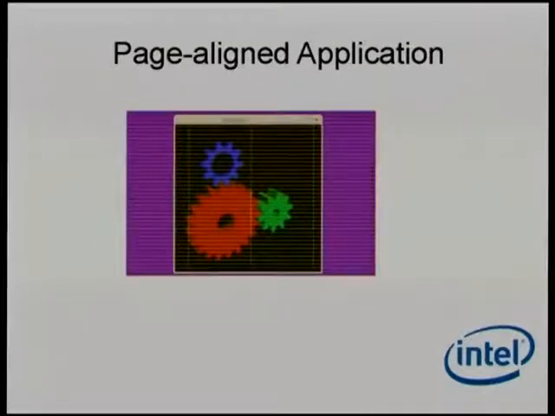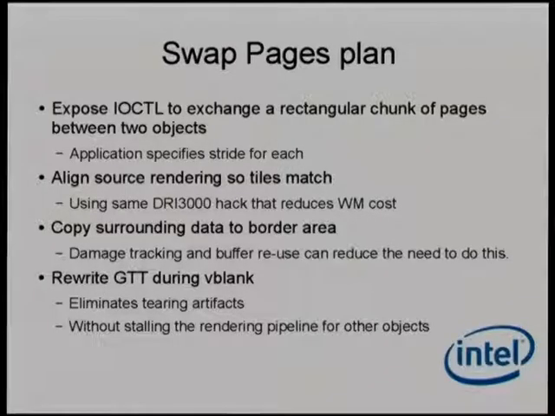So I can swap these pages into the scan out buffer just by doing page table tricks and not actually blitting the pixels. So here's the plan that I've implemented. Expose an ioctl to just exchange a rectangular area of pages between two objects, two of these graphics objects. Then you align the source rendering so the tiles all match. And then I can fill in the data in the surrounding area. Right? I can just fill in that, just like we did with the window manager borders.